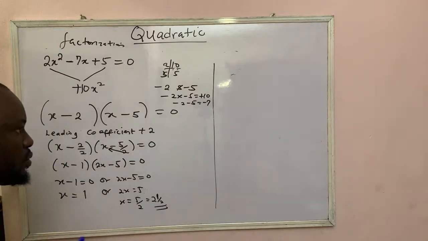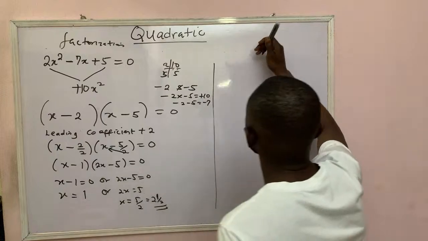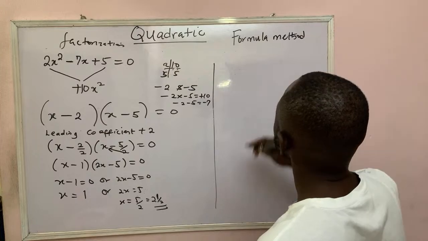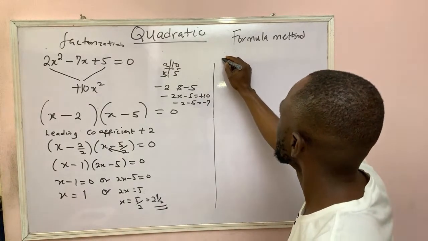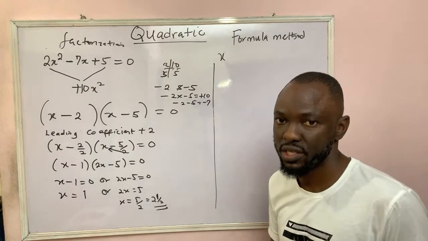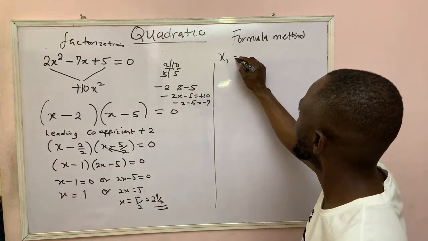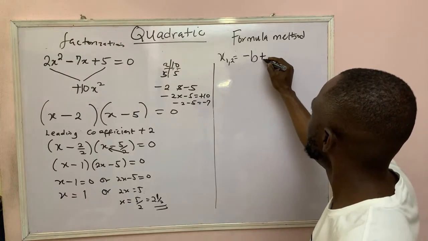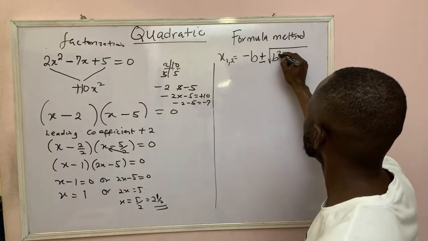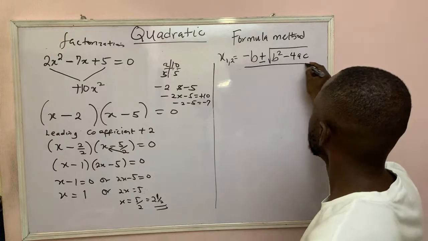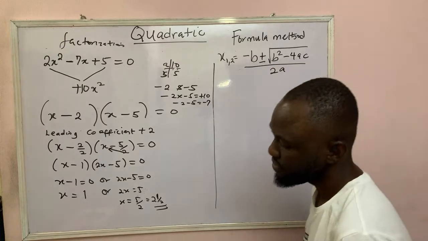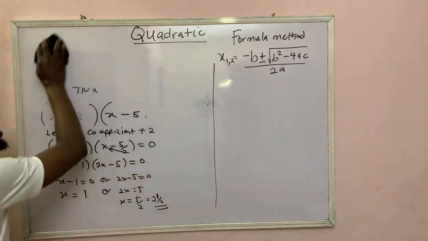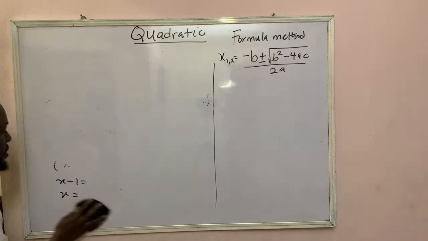Now, we want to look at the formula method, or the quadratic method. The formula is given by, you are going to have two solutions. So let me say x1, 2 equals minus b plus or minus the square root of b squared minus 4ac, divided by 2a. All right?